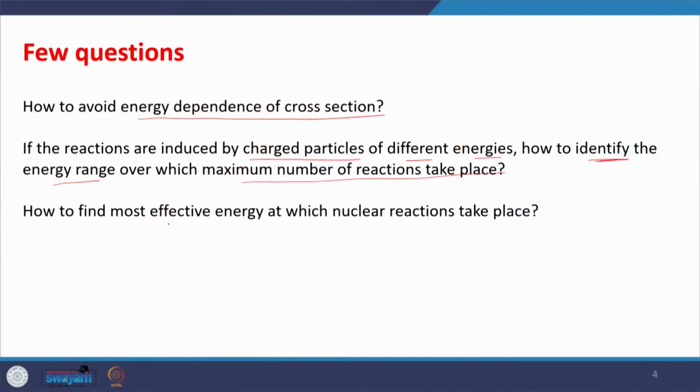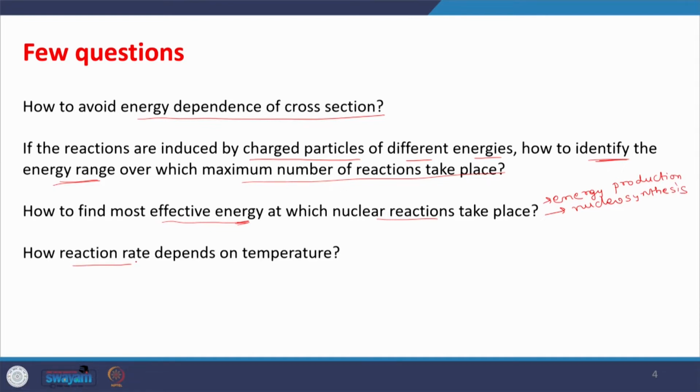Fine. There are a few more questions. How to find the most effective energy at which nuclear reactions take place? Earlier I was talking about the energy window. Now I am talking about the most effective energy value at which nuclear reactions take place, which are responsible for the energy production in stars, okay, and also nucleosynthesis, right.